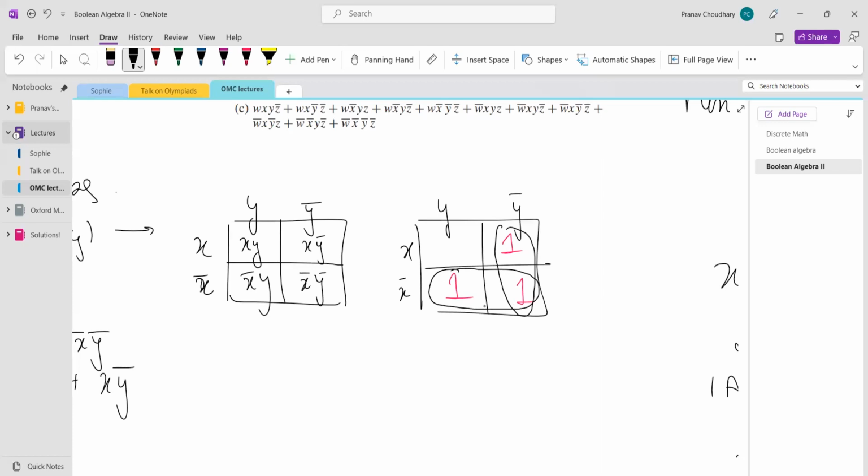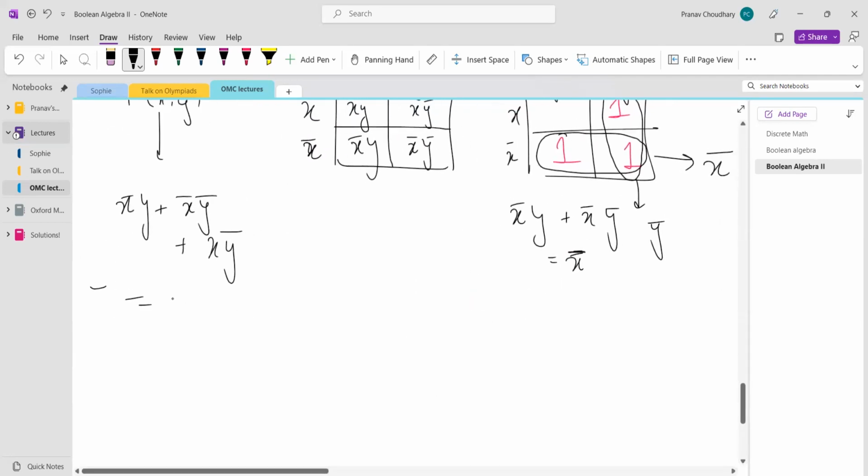So basically I can combine these two things. If I'm circling these two things, I can combine them, like x conjugate y plus x conjugate y conjugate. You can manually say that you can combine it as x conjugate, right? I can just write x conjugate and from here I can write y conjugate. So I can write this whole thing as x conjugate plus y conjugate.